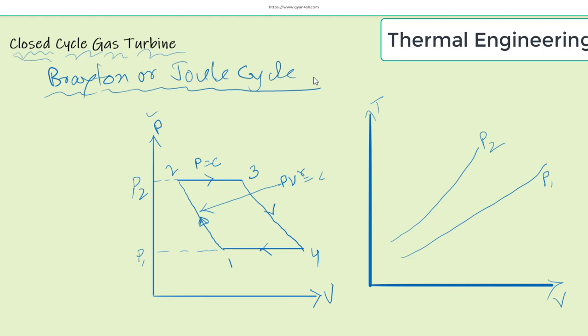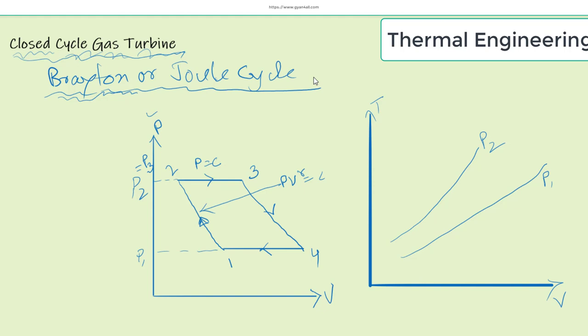We are discussing closed cycle gas turbine. For both closed cycle and open cycle gas turbine, the cycle is same. Air standard cycle is Brayton or Joule cycle. But in closed cycles, there is slight difference from open cycle. Only thing is that the same working fluid is used again and again in a closed cycle gas turbine. So process 2-3 is constant pressure heat addition process. So P2 equal to P3. Definitely the P2 will be equal to P3.